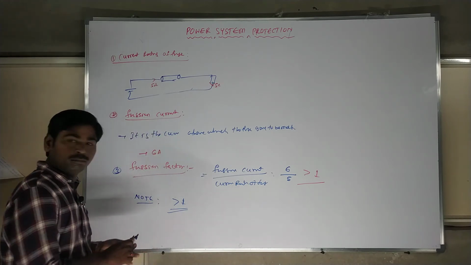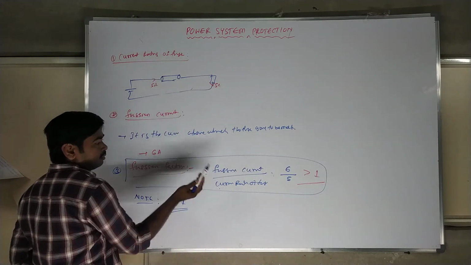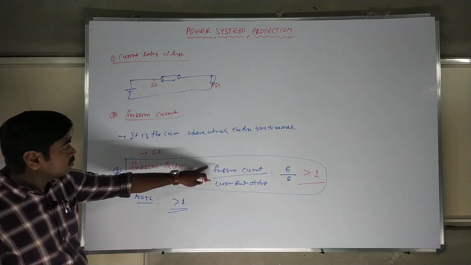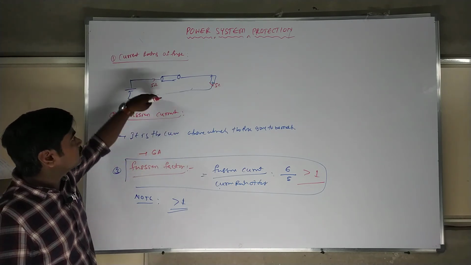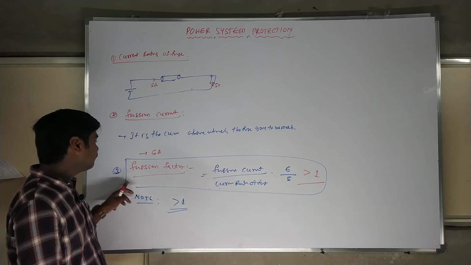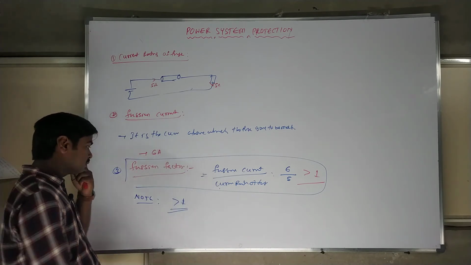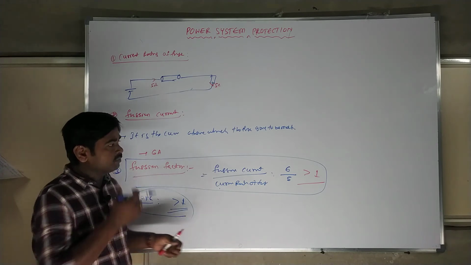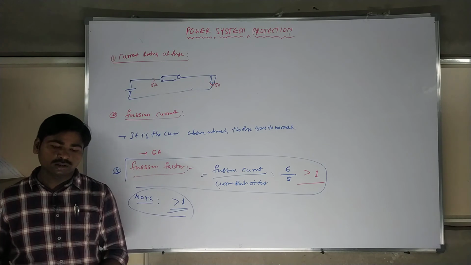The basic question will come: fusion factor is a ratio of fusion current to the current rating of fuse. Fusion current is more, because only when more current comes will the fuse melt. Fusion factor is nothing but fusion current by current rating of fuse. The question will ask, what is the range of fusion factor? The fusion factor is always more than 1. This is an important question that will come for 1 mark in the case of PSUs, public sector units.